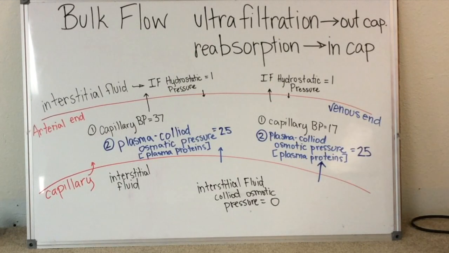This causes osmotic movement of water from the interstitial fluid, from the low concentration of plasma proteins, towards the higher concentration of plasma proteins. The net flow of water back into the capillaries due to osmotic pressure is 25. Looking at the impact of both capillary pressure and osmotic pressure, we can determine where net flow is going to be outward versus where reabsorption is going to occur within the capillary.